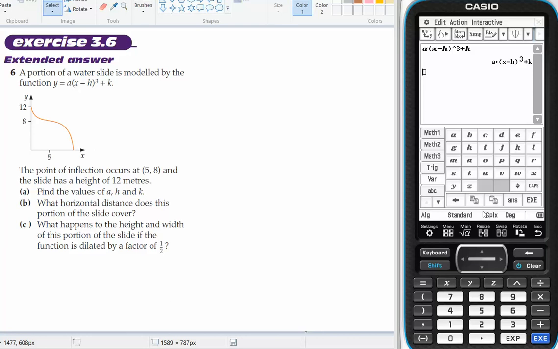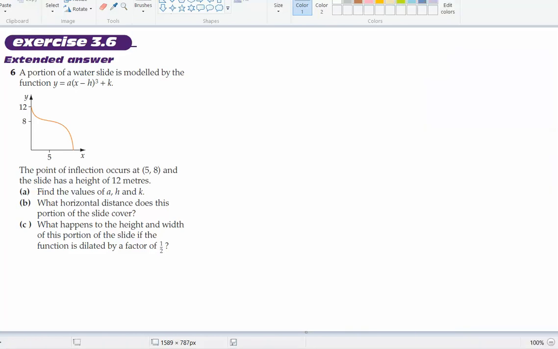Okay, this is for Year 11 Methods. It's 3.6 question 6. A portion of a water slide is modeled by this function. It's a cubic. The point of inflection occurs at (5, 8), which means that my stationary point of inflection is at (5, 8).